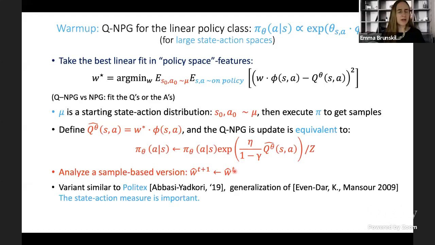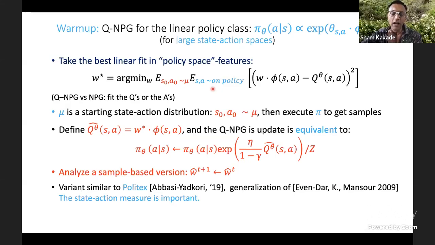Just a quick question. Where do S0 and A0 appear in your expression for W star? Ah, great. Yes. So this is on behalf of Nan. The on-policy distribution is this expression. The way you're going to get samples is you sample S0, A0 from mu, then you execute your policy pi, you cut off at a random time and take the S and A you get to. You could cut off at zero as well, but your state-action measure is on policy starting from S0, A0. That gives you a little bit of action exploration, and that's important to stress here.